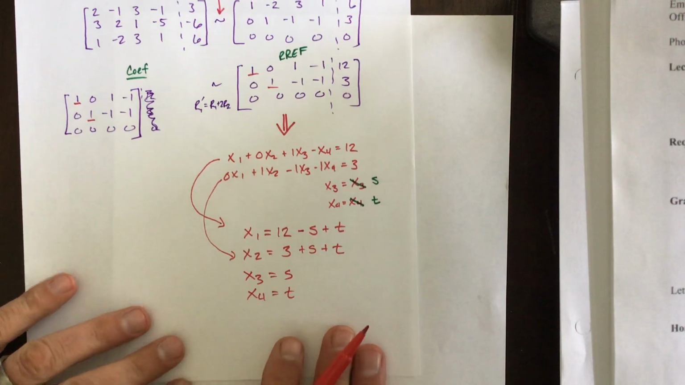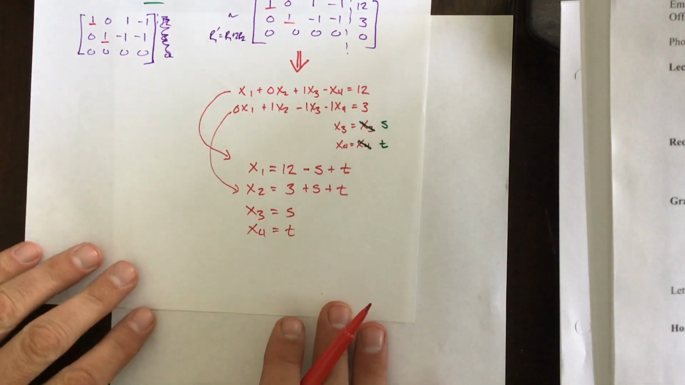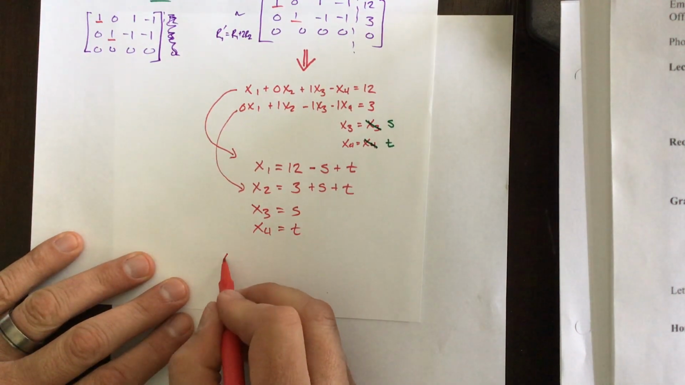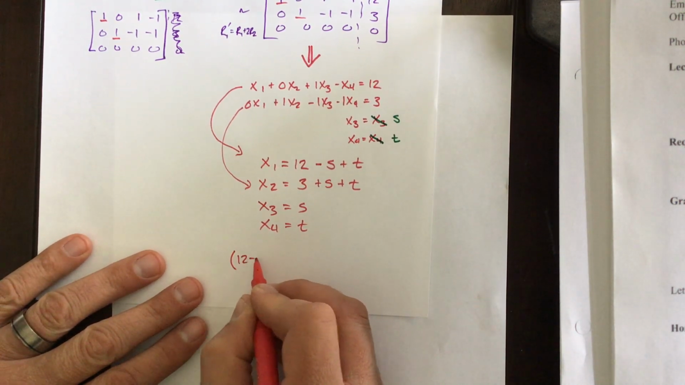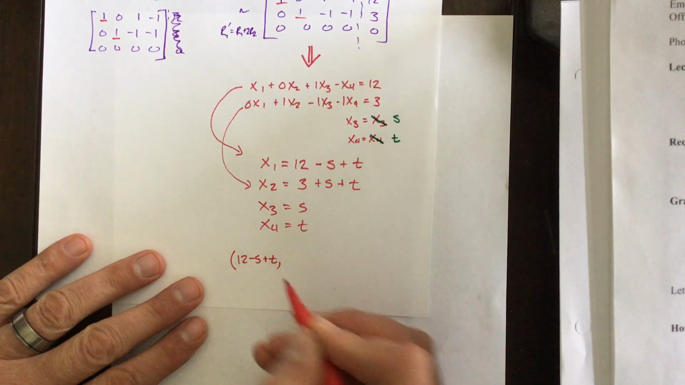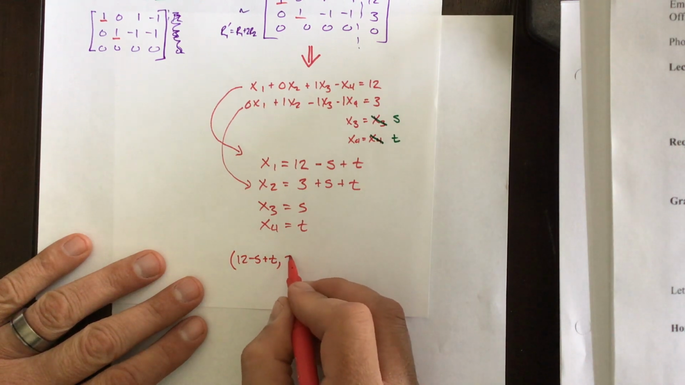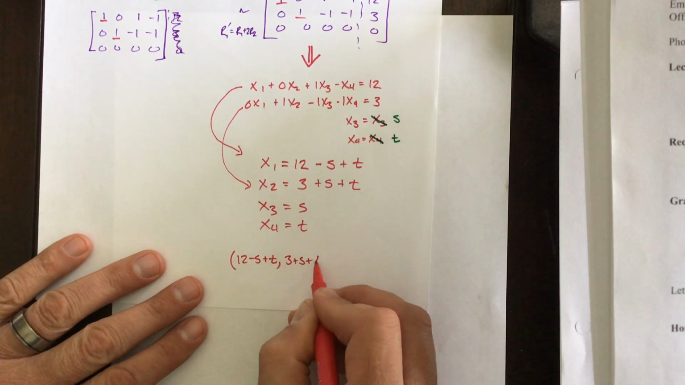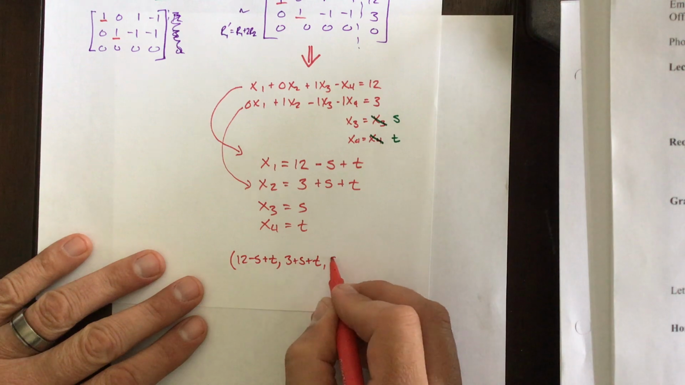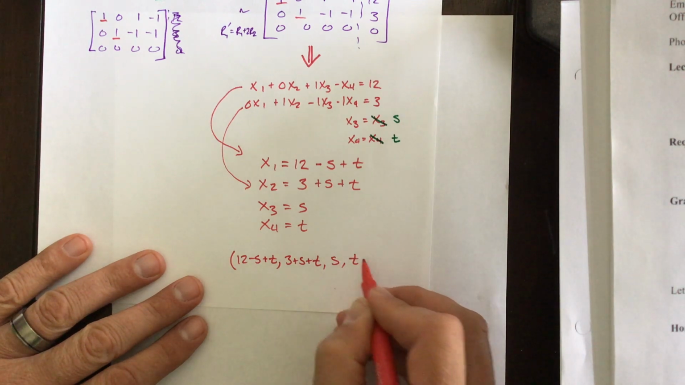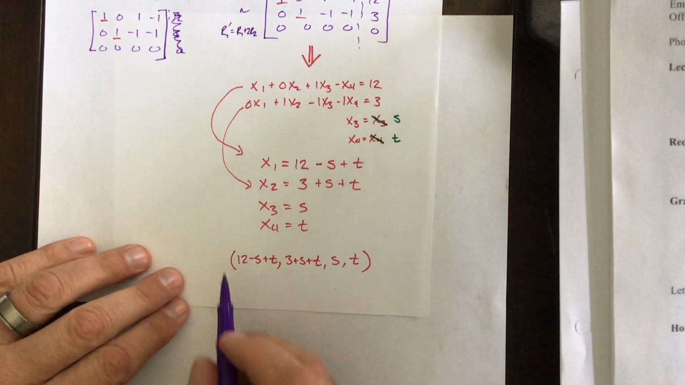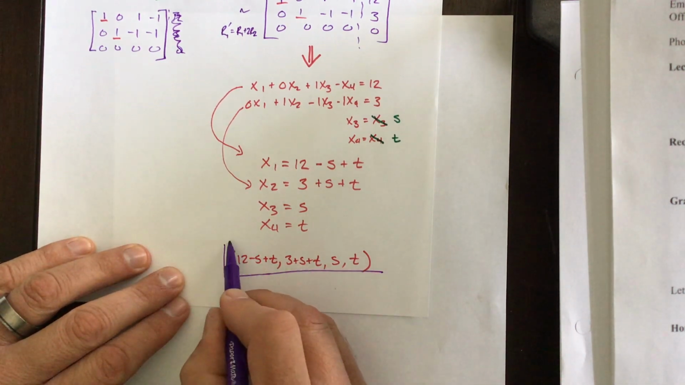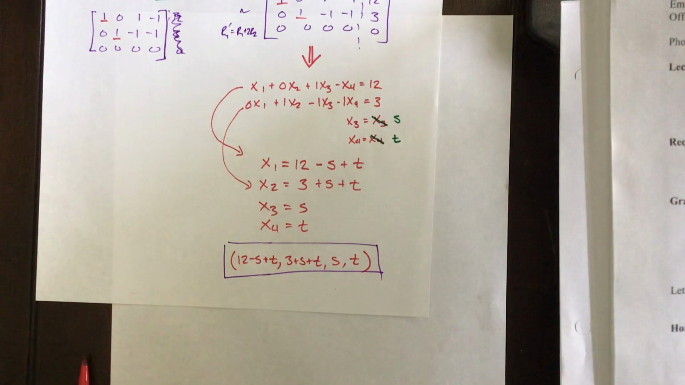And so the solution to the system will look like the set of ordered points that look like 12 minus s plus t in the first component, 3 plus s plus t in the second component, s in the third component, t in the fourth component. And that's what the solution set to the system of equations is.